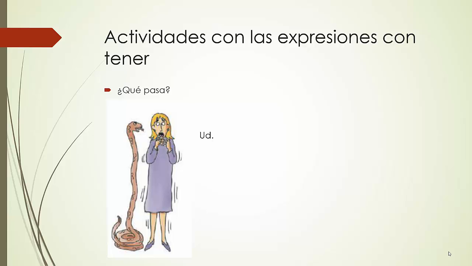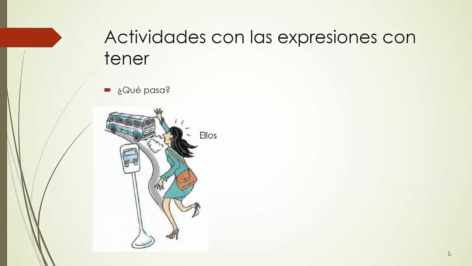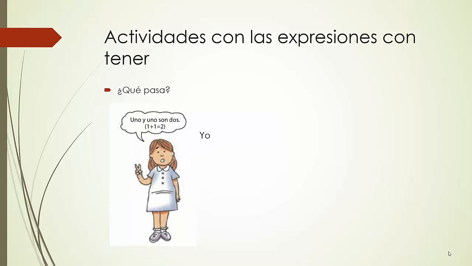Próximo. She's got that snake right up in her face. So you've got to conjugate tener to go with usted, and then come up with a word for being afraid. Usted tiene miedo. Próximo. ¿Qué pasa? Ellos. You got to conjugate tener to go with ellos, and then they're in a hurry, they missed that bus. Ellos tienen prisa.